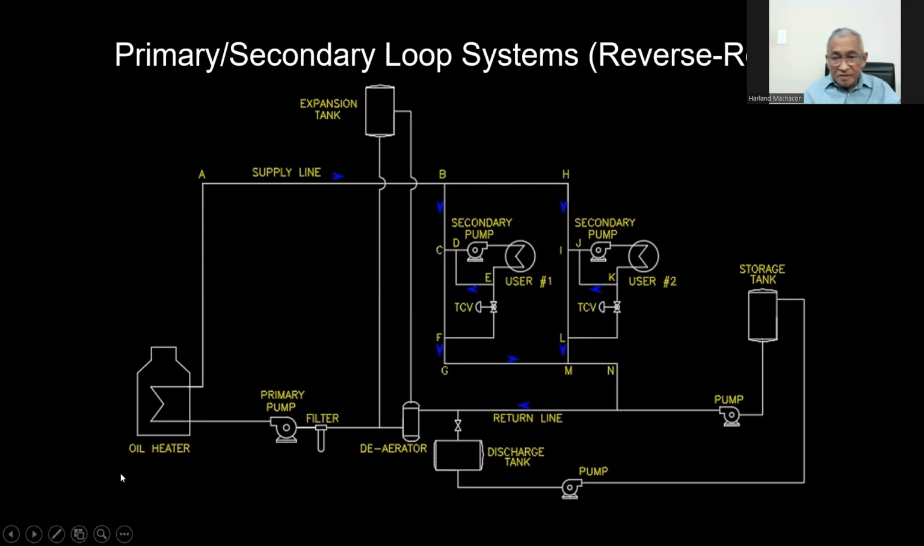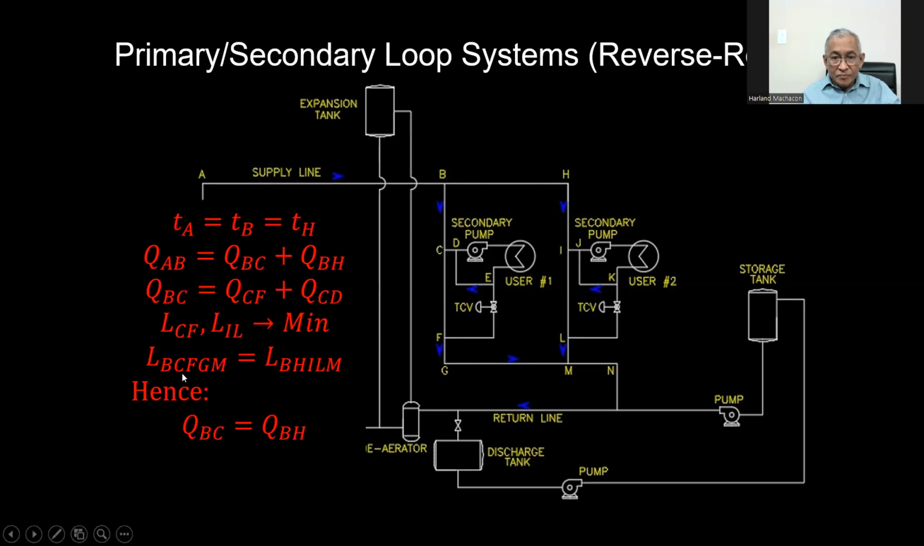So the significance here is that more or less the flow from B to G will be equal to H to M, because the length of pipes are the same, the flow resistance or the pressure drop will be the same because the lengths of pipes are the same. So we have the same flow.